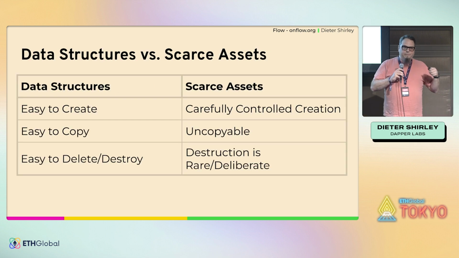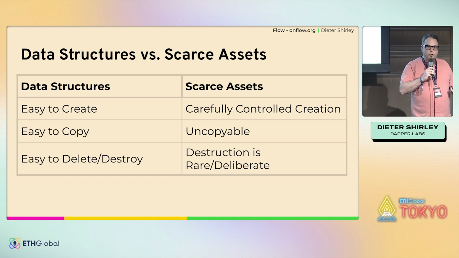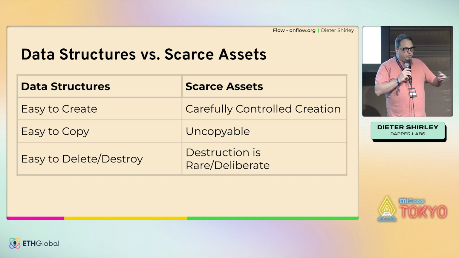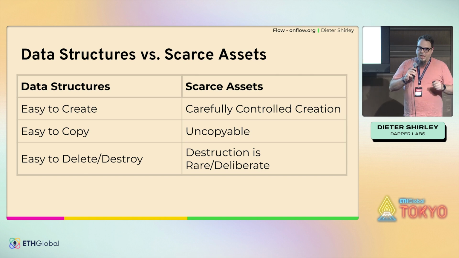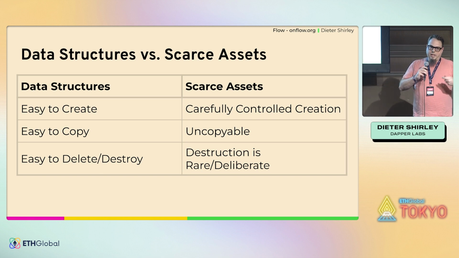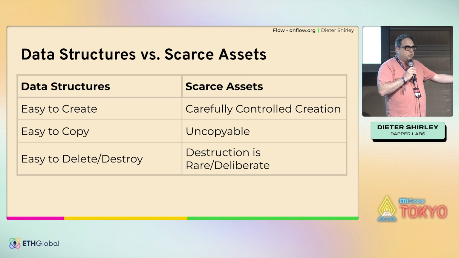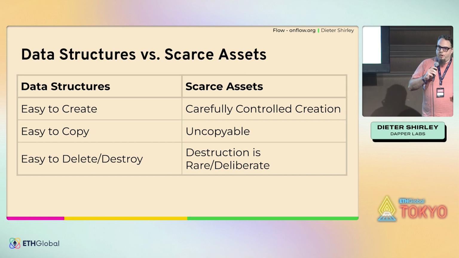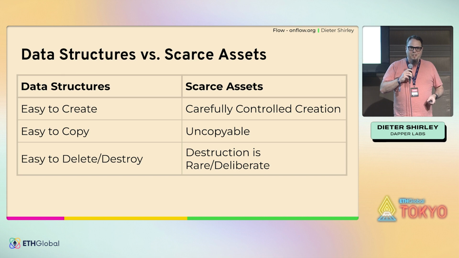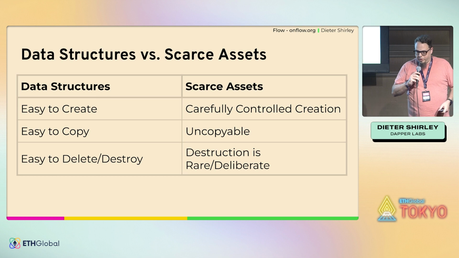So what tool do we have to represent scarce assets? Well, the hammer for every software programmer is a basic data structure, where you bundle a bunch of data together and move it around together. Almost every programming language prior to blockchain has worked hard to make data structures more convenient. They make them very easy to create, very easy to copy, and easy to delete and destroy when you're done with them. The whole notion of garbage collection, which is an entire research topic in computer science, is about what you do with data structures when you're done with them.